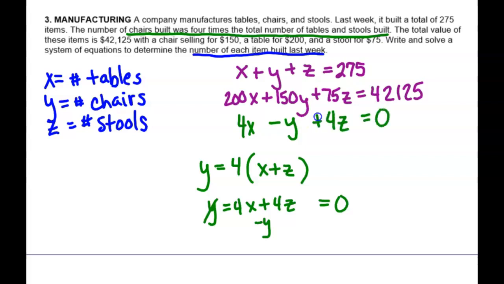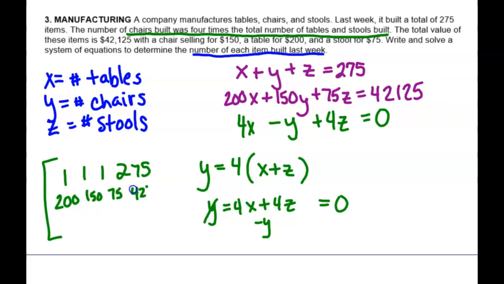Okay, so now let's put it in. You can write the matrix if you want, or just type it in, but it's 1, 1, 1, 275. And it doesn't matter if you put them in a different order as far as which one you put second, but I have 200, 150, 75, and 42,125, then -1, 4, 0.